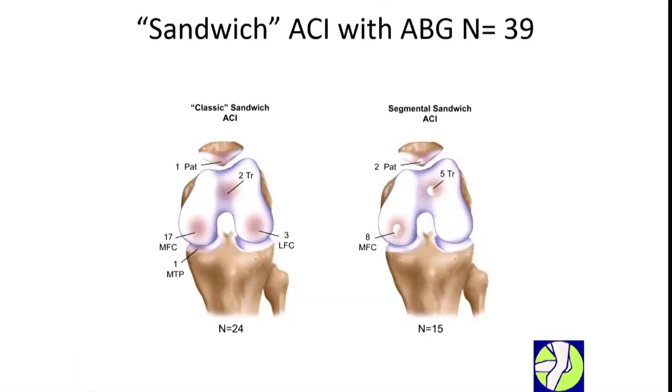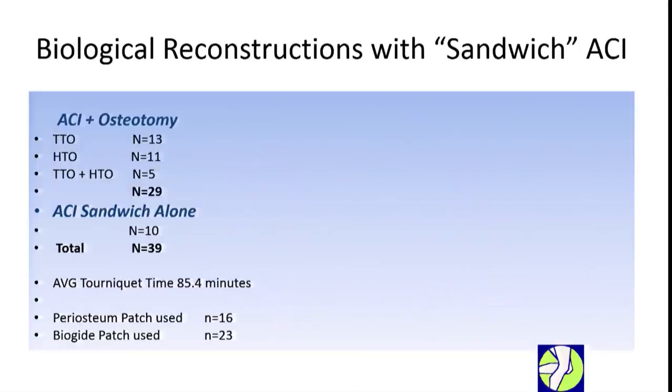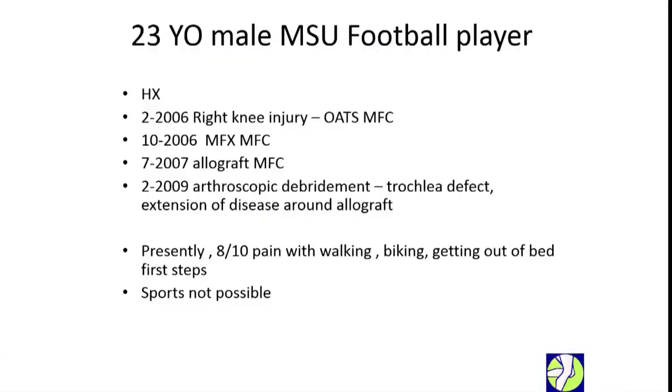These are pretty much all surfaces on the knee that we treated, even the tibial plateau. In the classic sandwich, we had 24 patients. In other words, just the entire defect was bone grafted. In the segmental sandwich, we had 15. So when we looked at just the isolated sandwich alone, I'm going to just get to that at the very end. But just here, I'm just going to show you one other example that I think illustrates the usefulness of this.